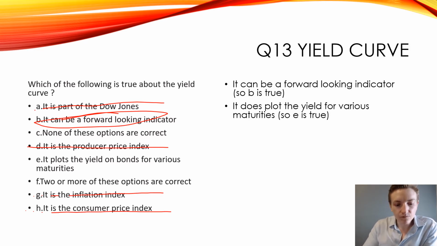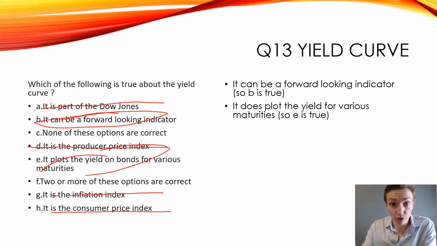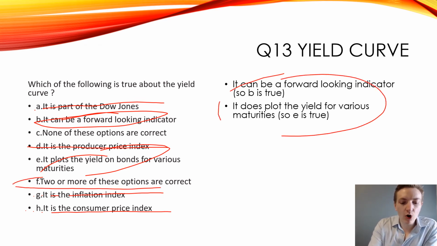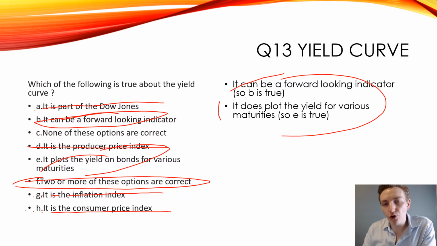The next one is it plots the yield on bonds of various maturities. That is correct. That's what the yield curve literally does. Hence we've got these two answers that are correct here. So F would be our ultimate solution here: 2 or more of these options are correct in this particular scenario.